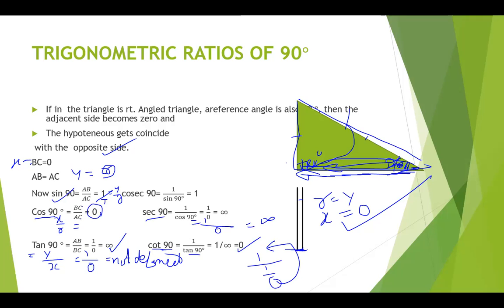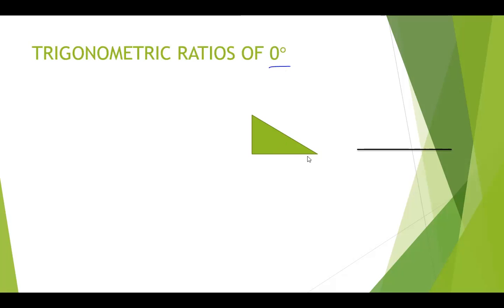Okay. Now, one more last angle: the trigonometric ratios of 0 degree. If our reference angle is 0, I have to consider a right angle triangle. This is my right angle triangle. And if this angle, my reference angle, has to become 0.